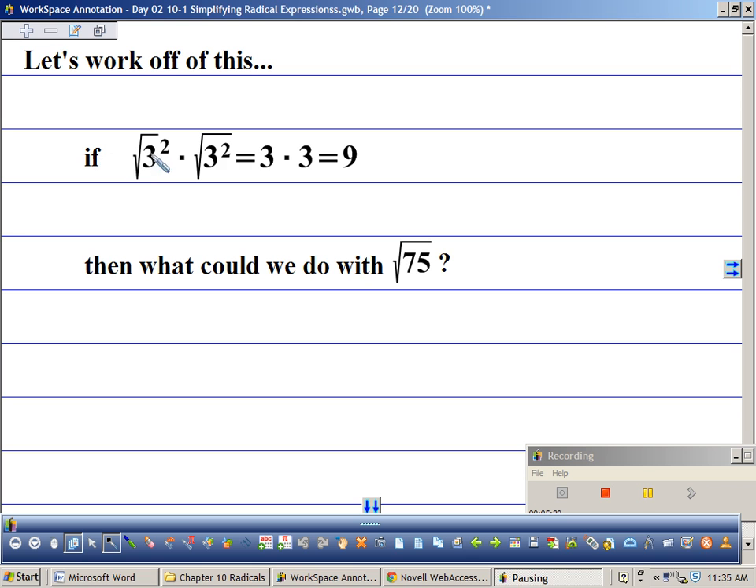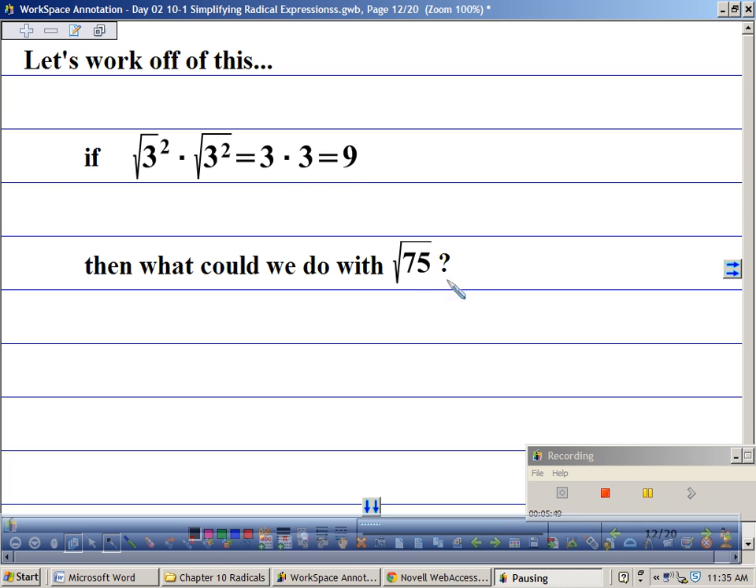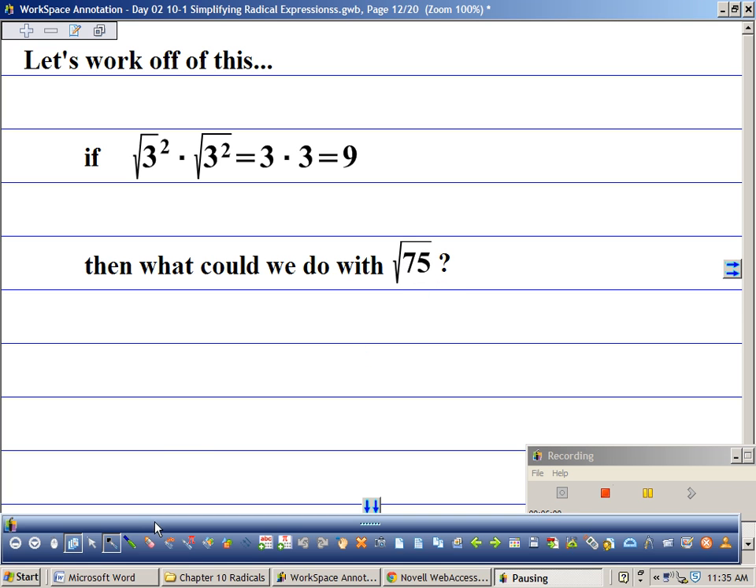Okay, so let's work off of this. If the square root of 3 squared times the square root of 3 squared equals 3 times 3 equals 9, then what could we do with the square root of 75? Good, you're seeing squares in there, right? In order to simplify this, we need to find the squares.